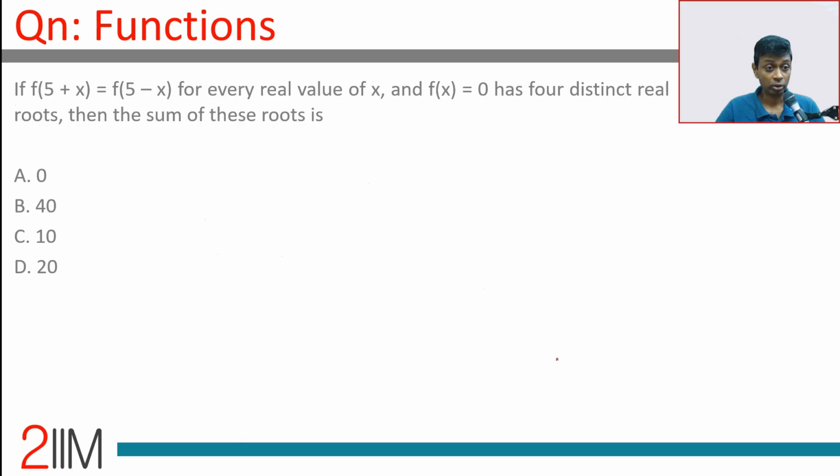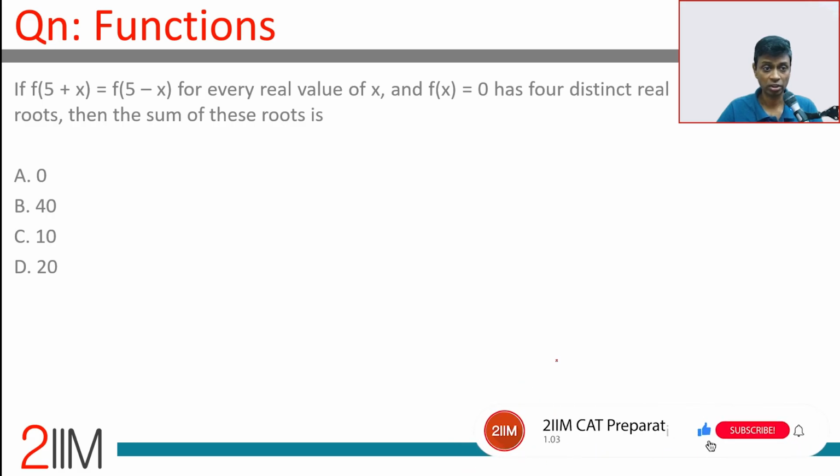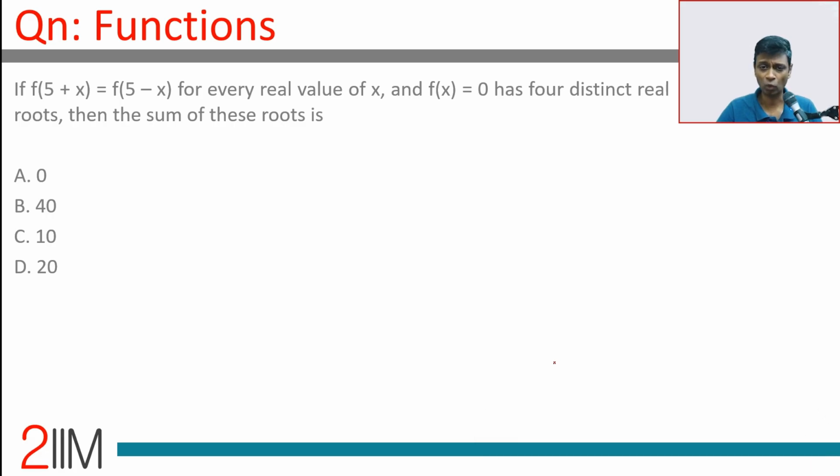F of 5 plus x equal to f of 5 minus x for every real value of x. F of x equal to 0 has 4 distinct real roots. Then the sum of these roots is a wonderful question. So I tried some algebraic methods of solving it and then went nowhere with it. And f of 5 plus x equals f of 5 minus x.